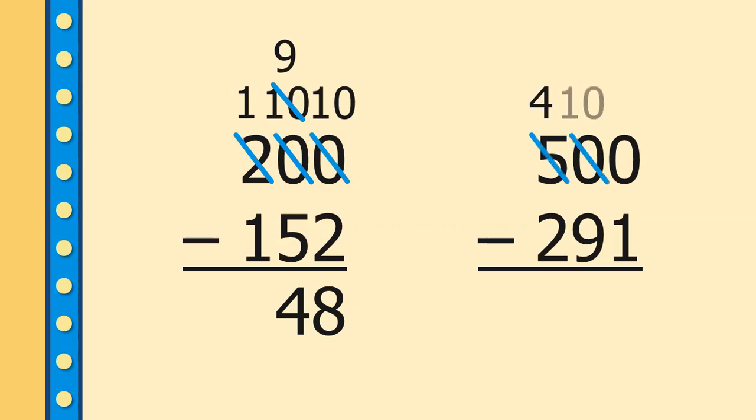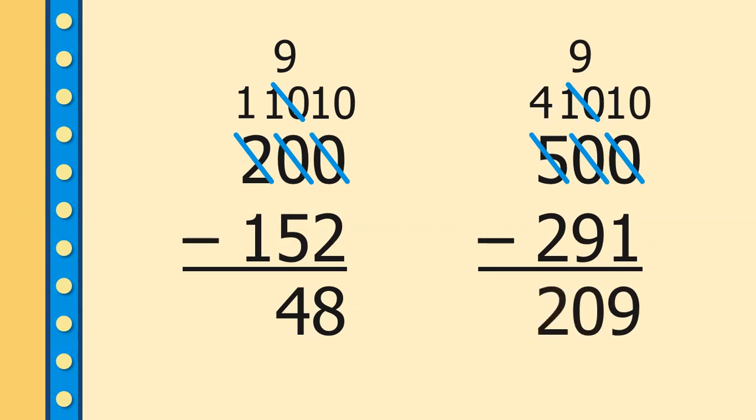Okay, let's start here. 10 minus 1, we're going to have 9. 9 minus 9 is 0. And 4 minus 2, you're going to have 2. So your answer should be 209.